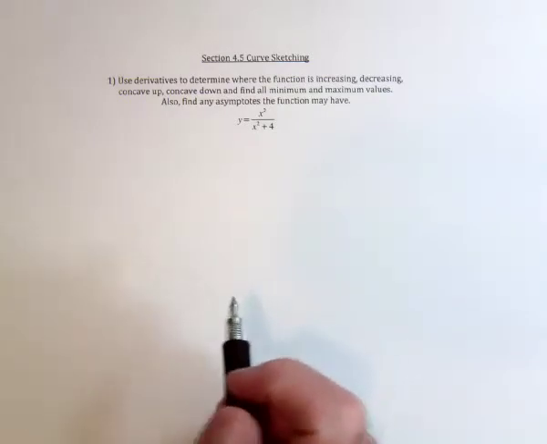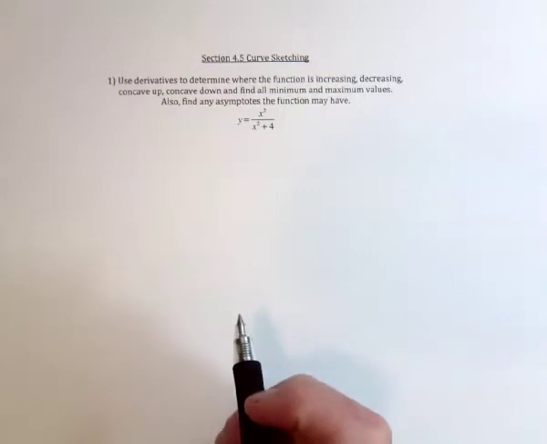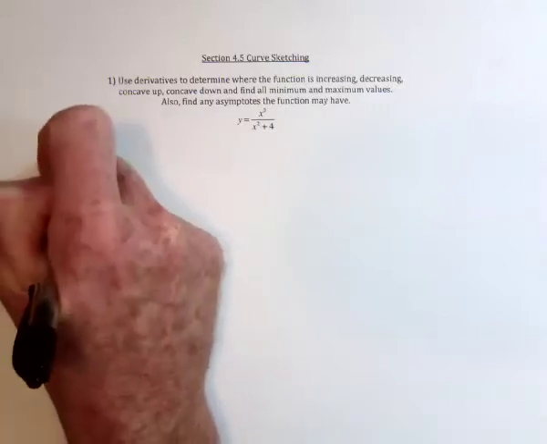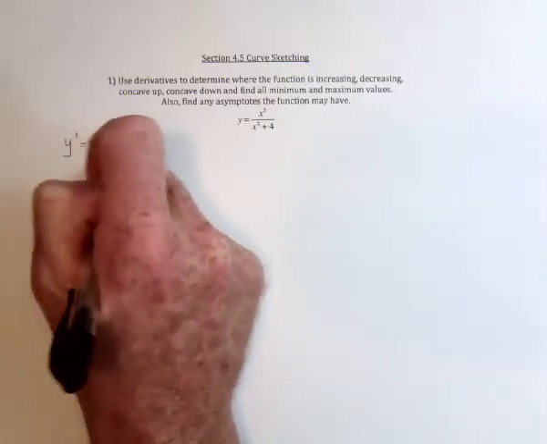So now we're going to use the first derivative, the second derivative, as well as limits to find out as much as we can about this function. And I'm going to be graphing it last to see if all my work was correct. So we need the first derivative, which is going to be using the quotient rule.